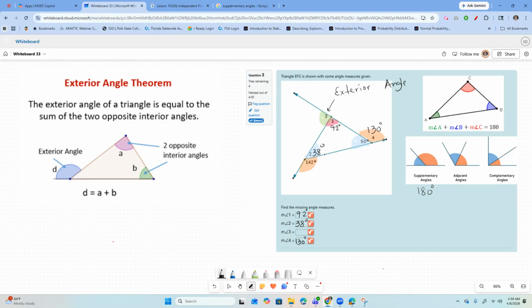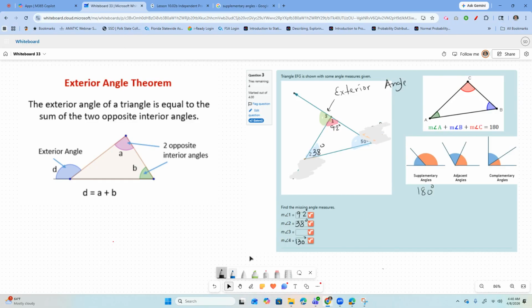You're going to add the two farthest angles that are inside the triangle. So let me take this out of the way. Imagine that is not there. Imagine this is not here either. So I hope you see now, angle three is outside the triangle. That will be the exterior angle. And 38 and 50 are the angles inside the triangle that are the farthest from angle 3. So those will be the two opposite interior angles. So if I add 38 and 50, that will give me angle number 3.